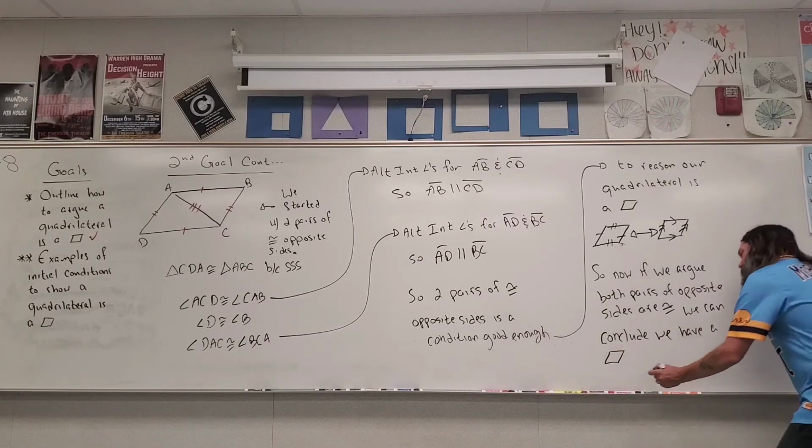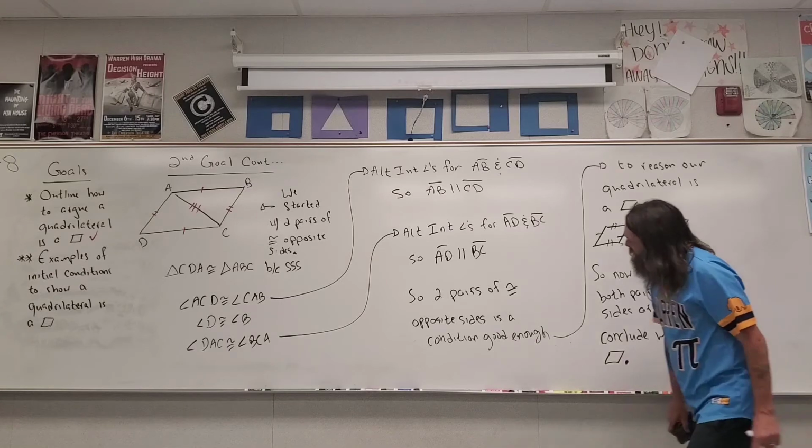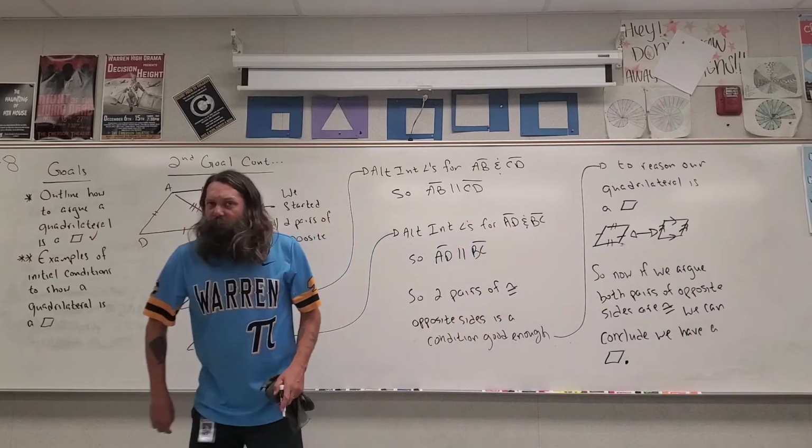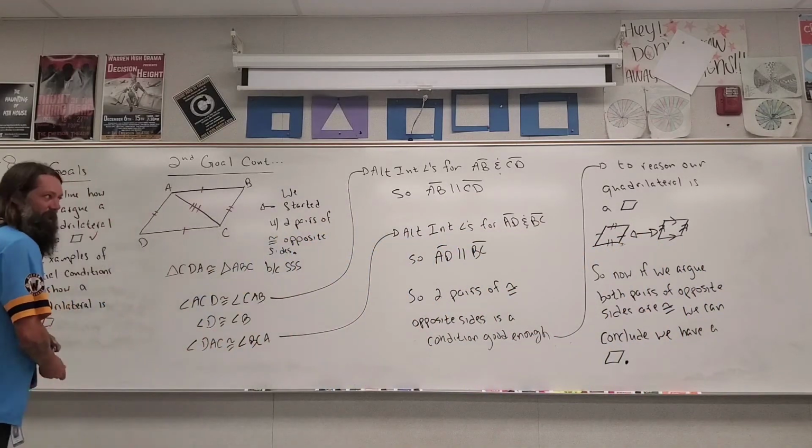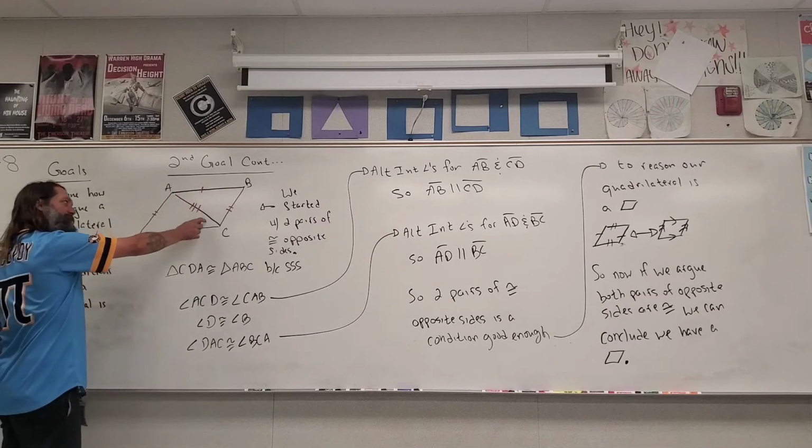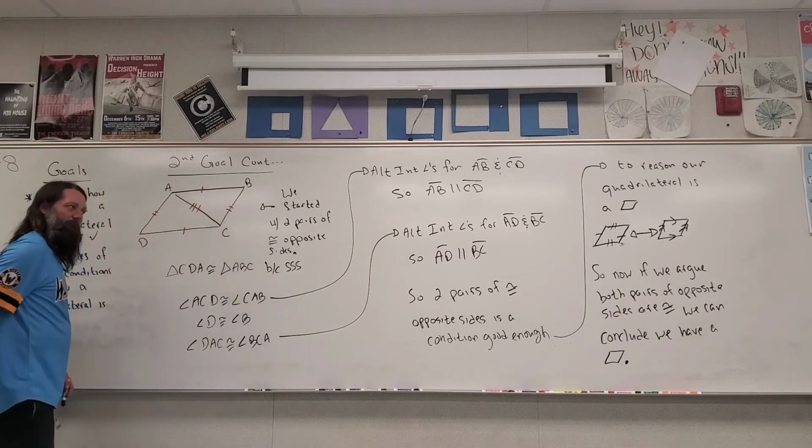To be honest, I think it's a little bit easier to find the congruent opposite sides than it is to find the congruent alternate interior angles. I see that you guys tend to struggle with that a little bit.